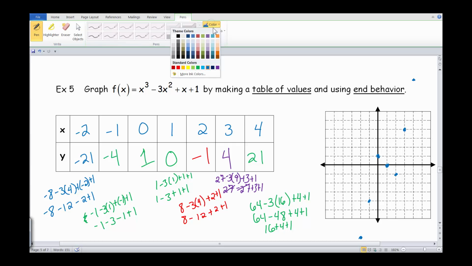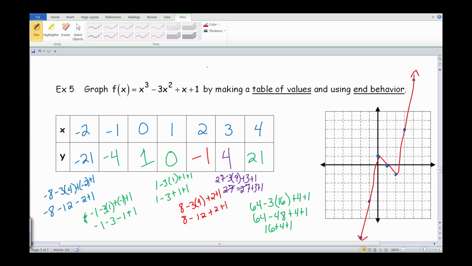So then, when we connect all the dots, again, this is just going to be a really rough sketch, just a rough image of this thing. We would see something like this.